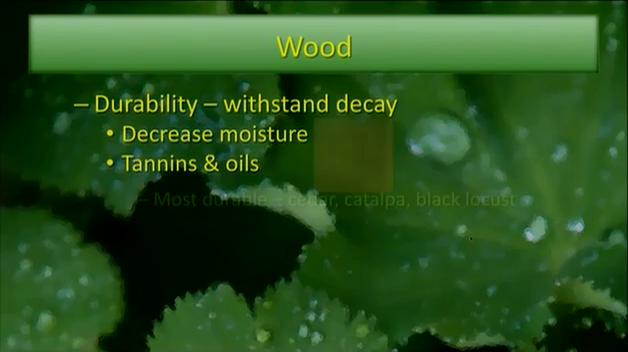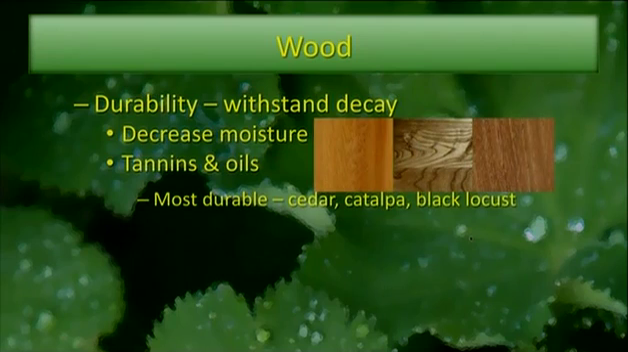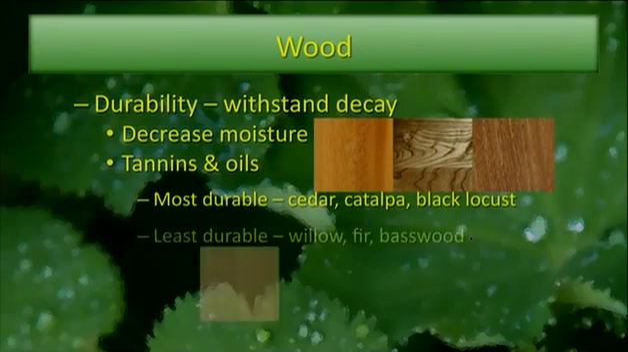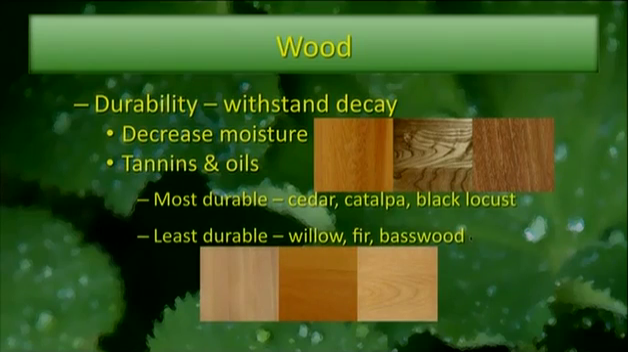Okay, so the most durable woods are cedar, catalpa, and black locust. Look how beautiful that is. And the least durable are willow, fir, and basswood. Remember, we looked at basswood a little earlier.